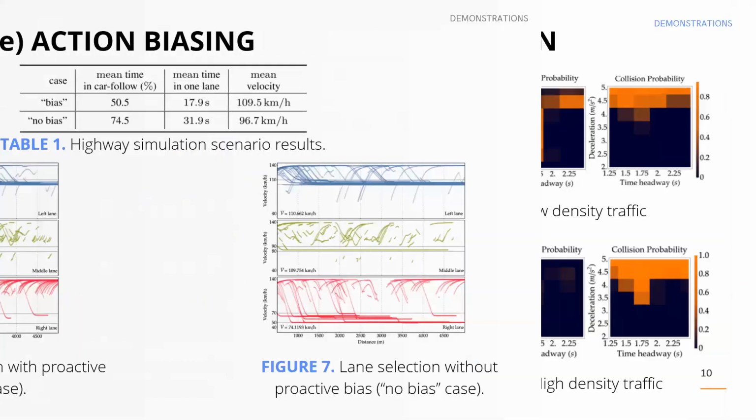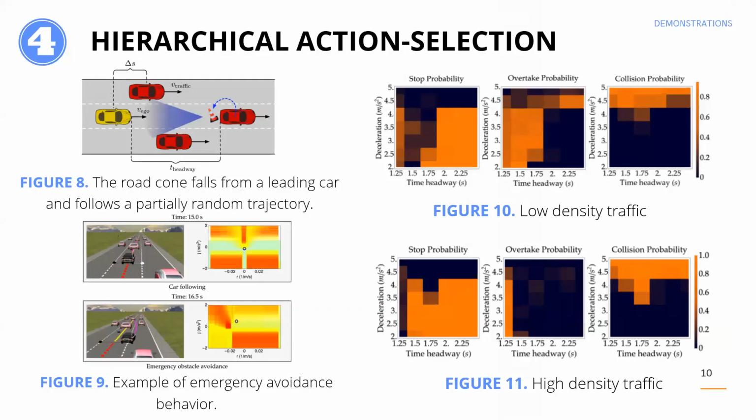So the next scenario is hierarchical action selection. The scenario here, in figure 8, is that a road cone falls from a leading car and follows a partially random trajectory. The agent car, which is in yellow color, attempts to either brake or force a lane change. The same scenario is shown with the camera views and motor cortex activation in figure 9. Figures 10 and 11 show the probability for collision, stop, and clear.